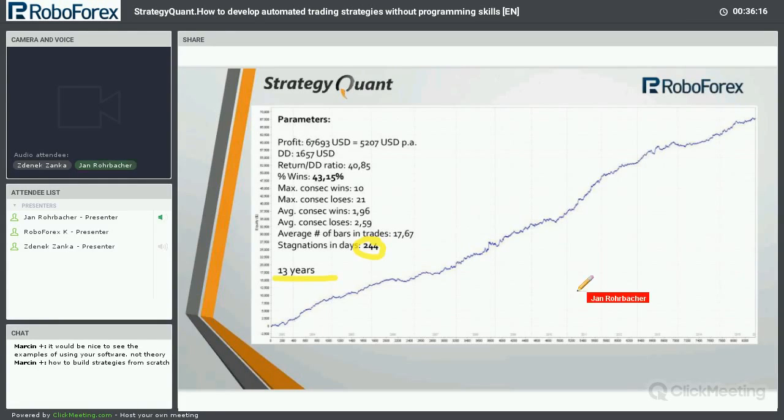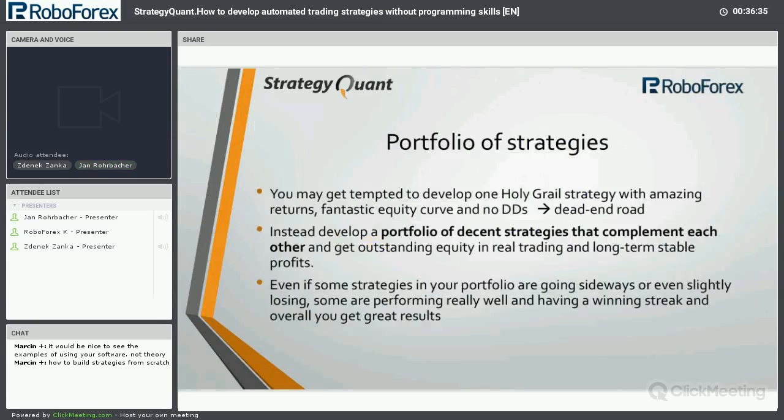All right, so this is the thing I really want to put stress on: portfolio strategies as a key to successful trading, and we will see it on this slide. Like I said on the previous slide and discussed before, you may be tempted to develop just one holy grail, never-losing strategy with amazing returns, a fantastic equity curve, no bumps, no drawdowns at all. But trust me, from my perspective, and I'm pretty sure Zdeněk will agree, this is a dead-end road.